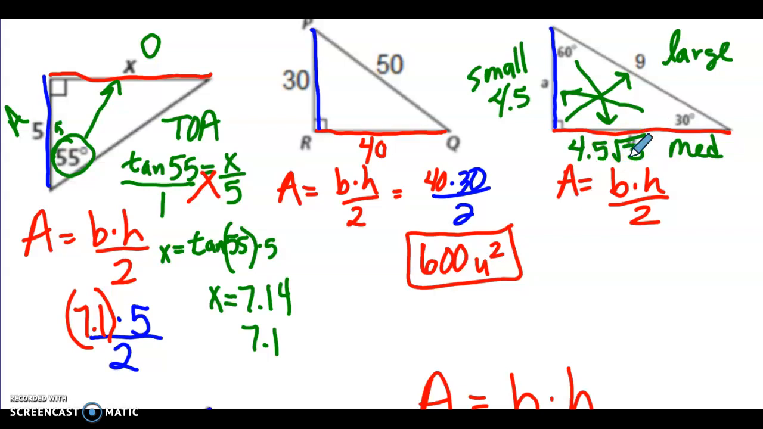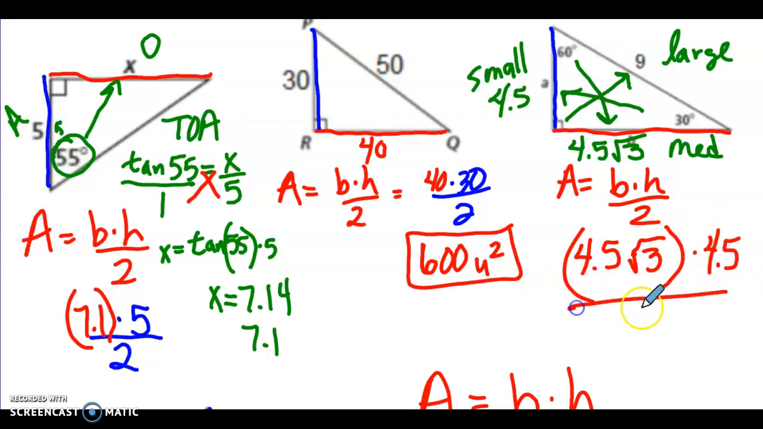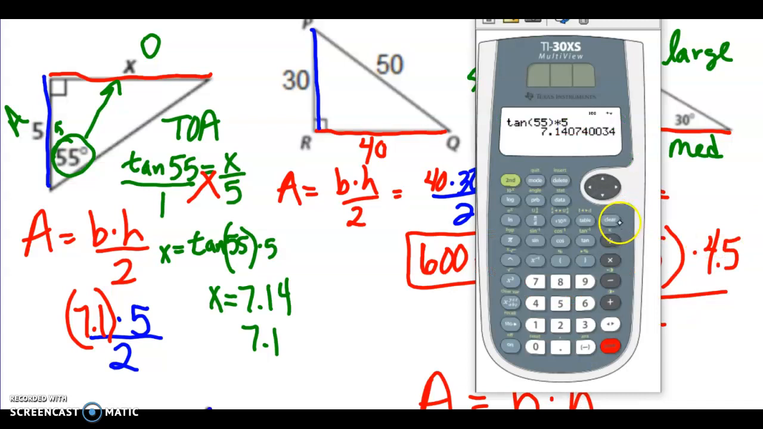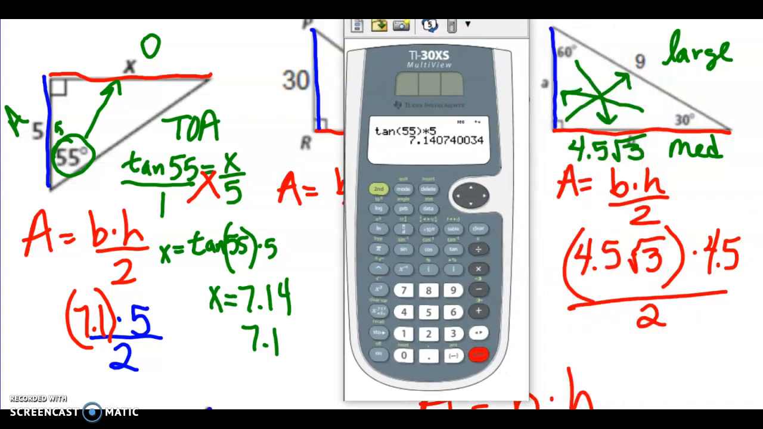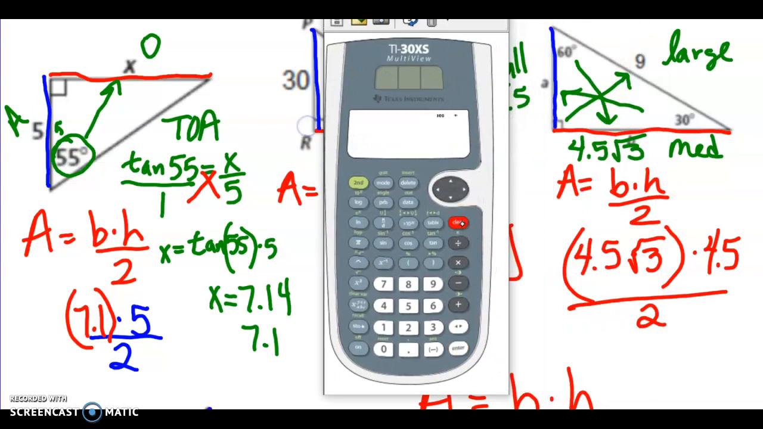So now I have my base and my height, and I'm ready to type that in and find my area. All right, so it's going to be 4.5 square root 3, that's my base, times the height of 4.5 and divided by 2. Okay, now your calculators should do this just fine as long as you have it in that math print mode. If you don't have math print mode, then what I would do is just leave the square root 3 off. So 4.5 square root 3.